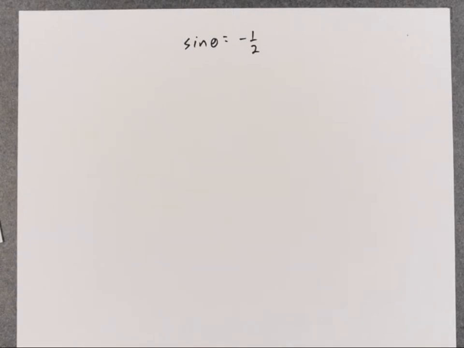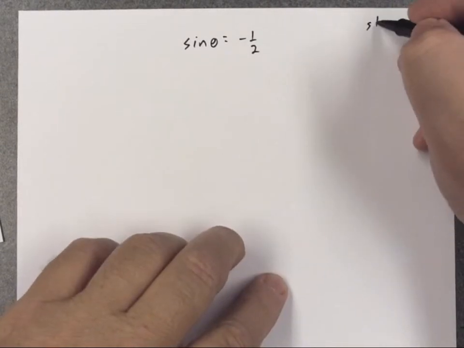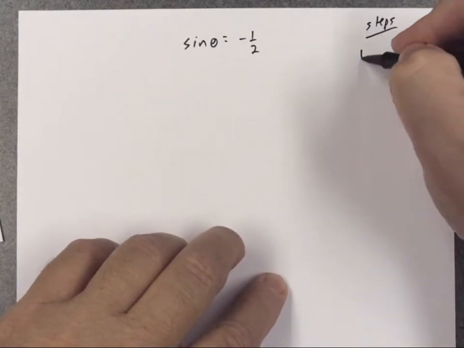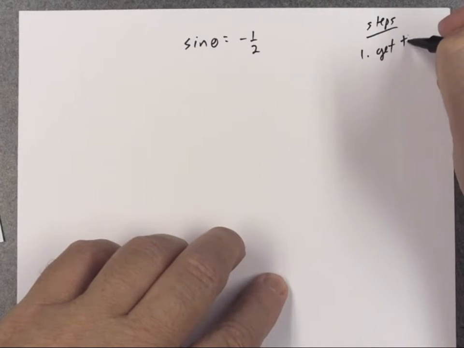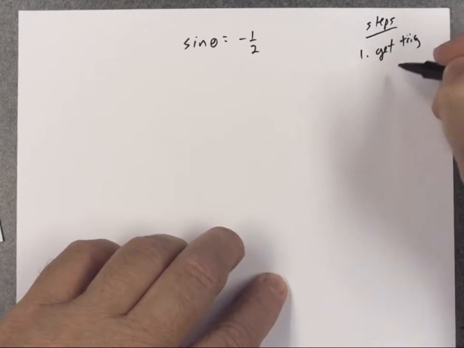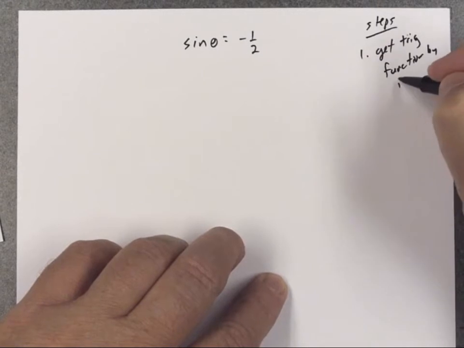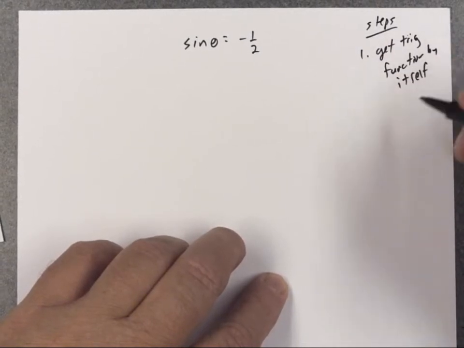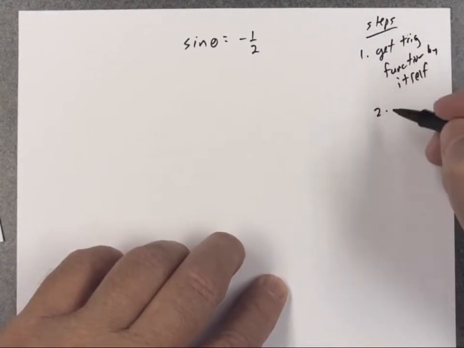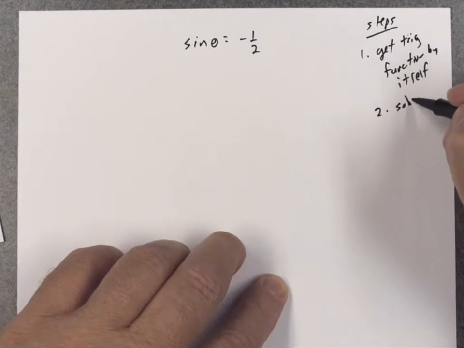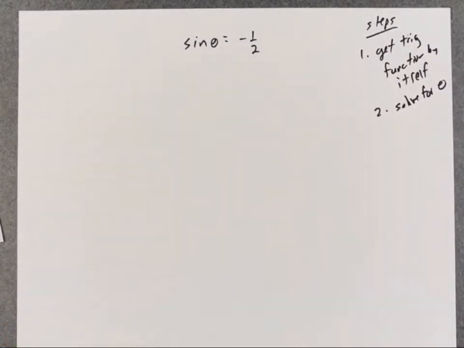First step, get the trig function by itself. Maybe I should write it down. Get trig function by itself. And then the second step is, then solve for your angle.